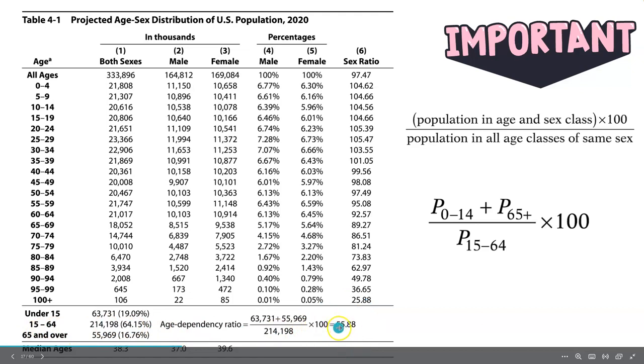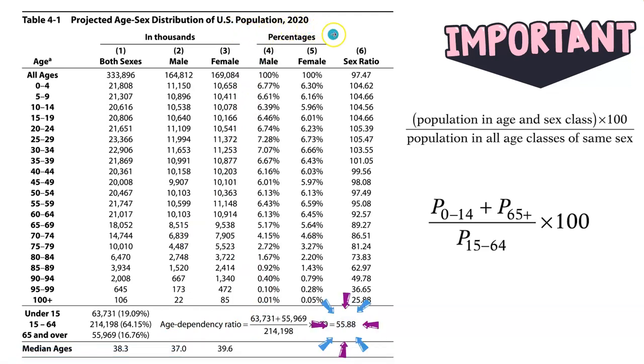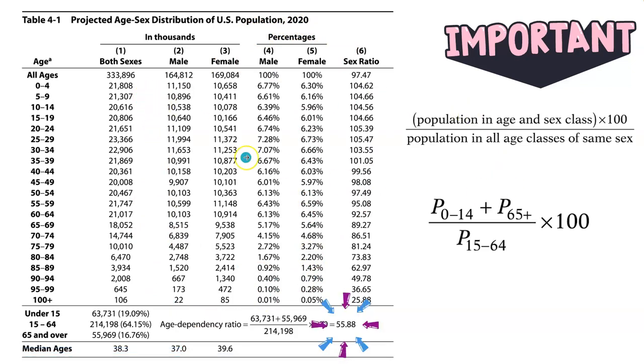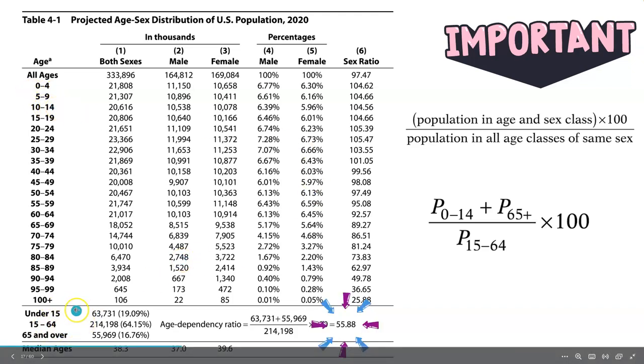So that gives 55.88. So 55.88 will be the age dependency ratio of the United States in 2020. All right, so this is the way. You may try to add up those numbers to find the sum between 0 through 14, but you can use this key information to plug these numbers into that calculation.